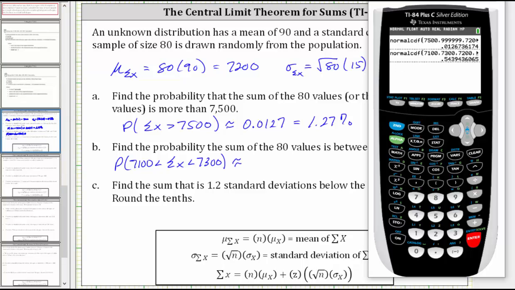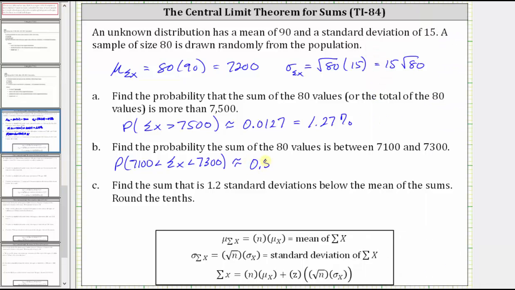To 4 decimal places, we have 0.5439, which is equal to 54.39%. And for the last question, we're asked to find the sum that is 1.2 standard deviations below the mean of the sums. We're told to round to the tenths place value.